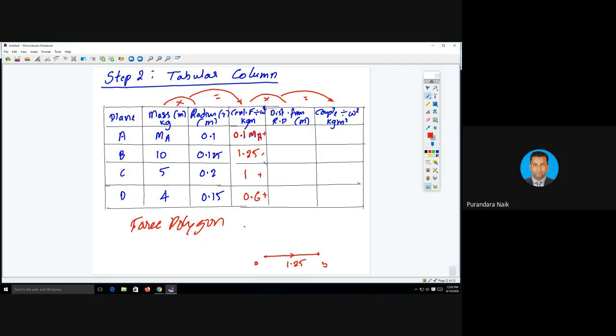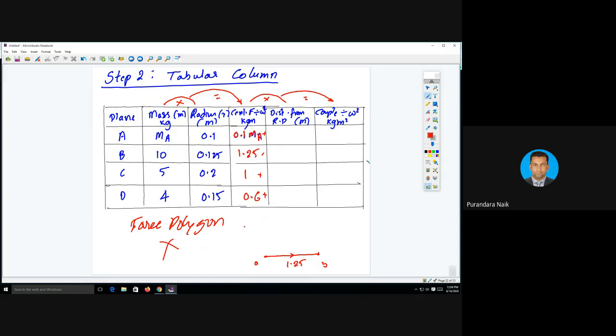But what is the angle? Angle of C is unknown. You cannot draw that line, so we'll be stuck here. You cannot continue. So that's why you cannot draw the force polygon. Let us go to the couple polygon.